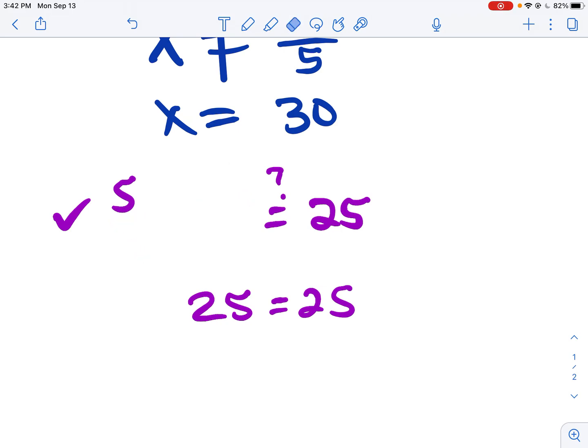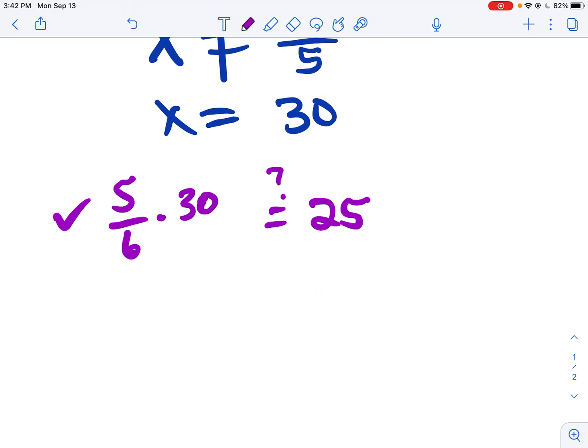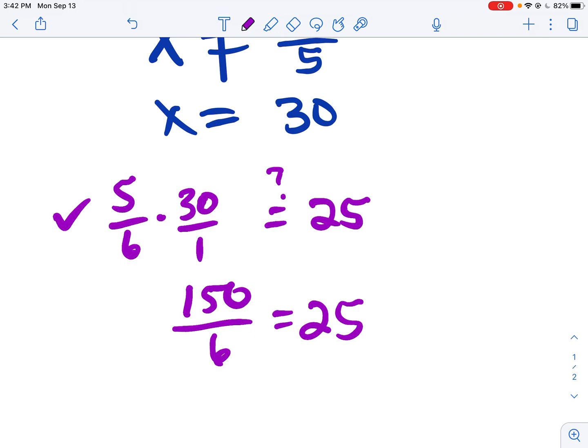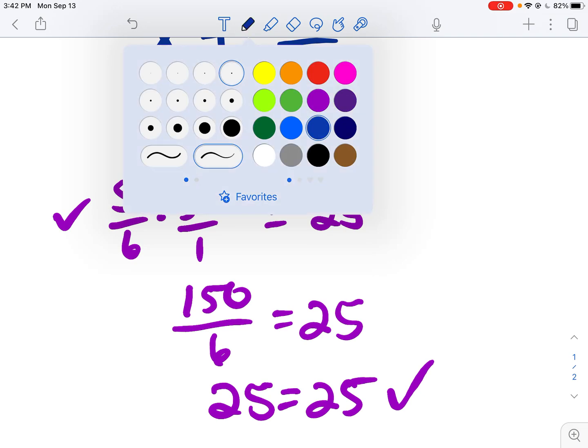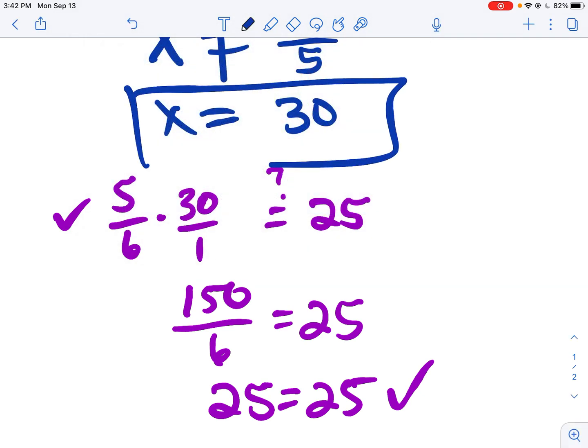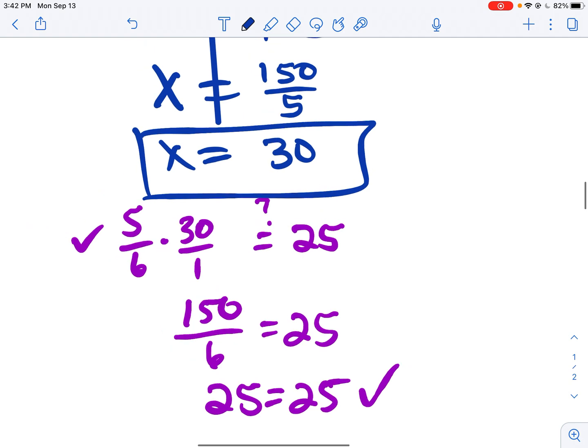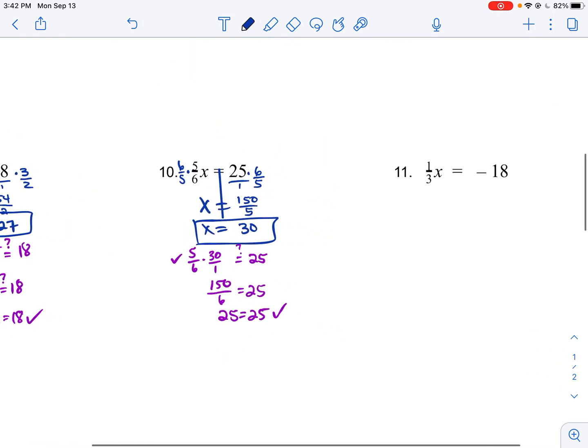If you do it the other way, then you would get 150 divided by 6, and you get 25 equals 25. It doesn't matter which of the two ways you use, you would still get that is your answer.